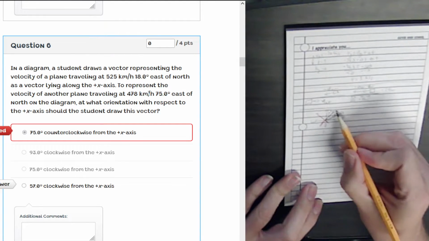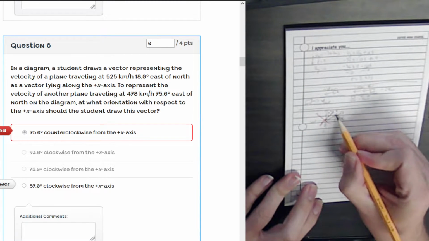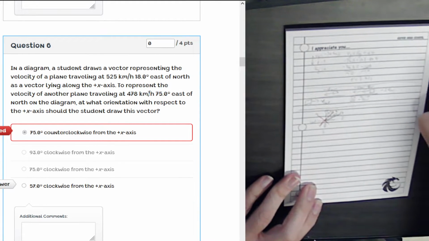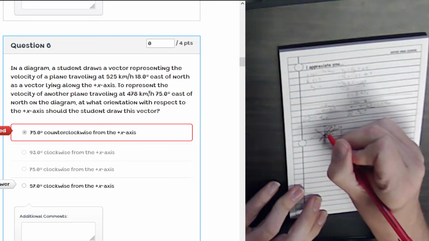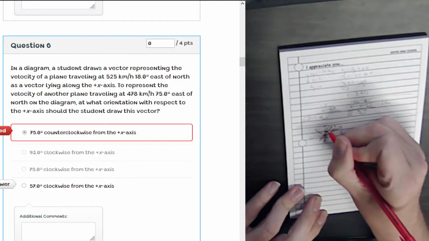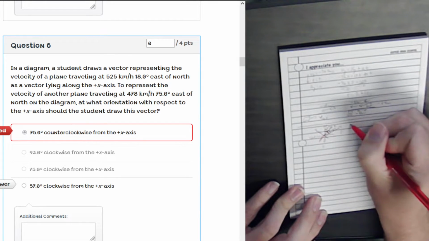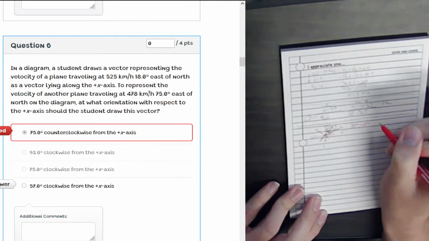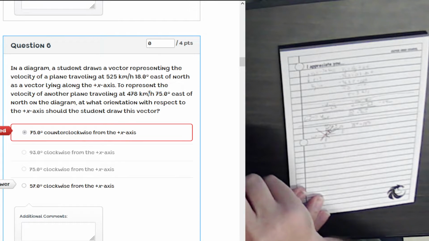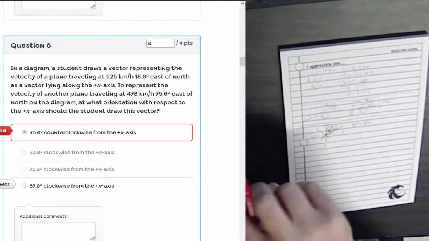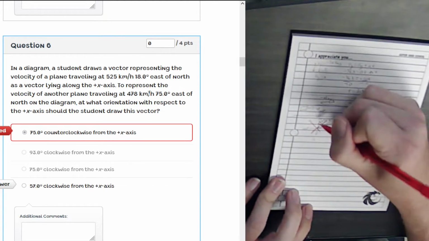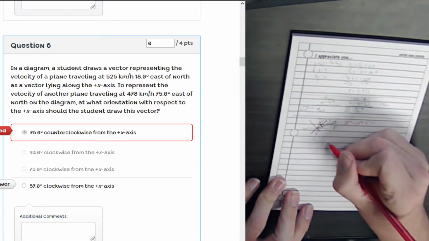So then it says, okay, if we put the first one on the x-axis, what would we say is this angle here, this representative angle? So we have this big 75-degree angle, we have a small 18-degree angle, and that's asking for this angle in between. So we just simply do 75 degrees minus 18 degrees to find the angle. We get 57 degrees.